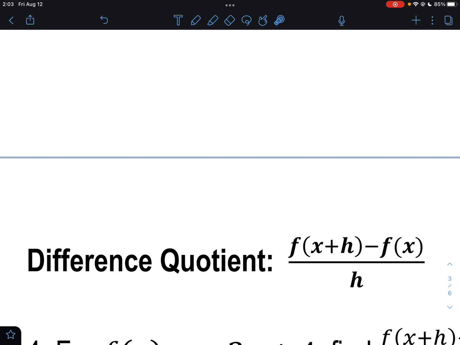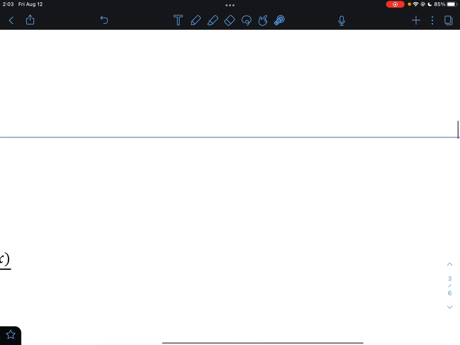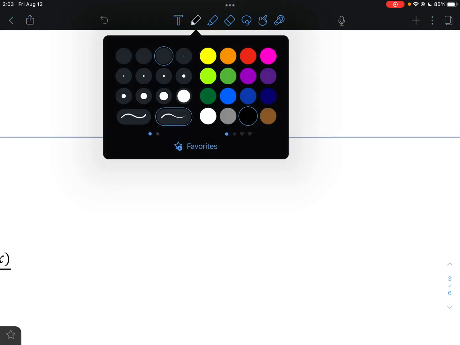So the difference quotient is going to be f of x plus h, where h is some arbitrary number, we don't know what it is, minus f of x all over h. It's just a slope formula. That's all it is. What do I mean by that? Let's do a quick sketch over here.